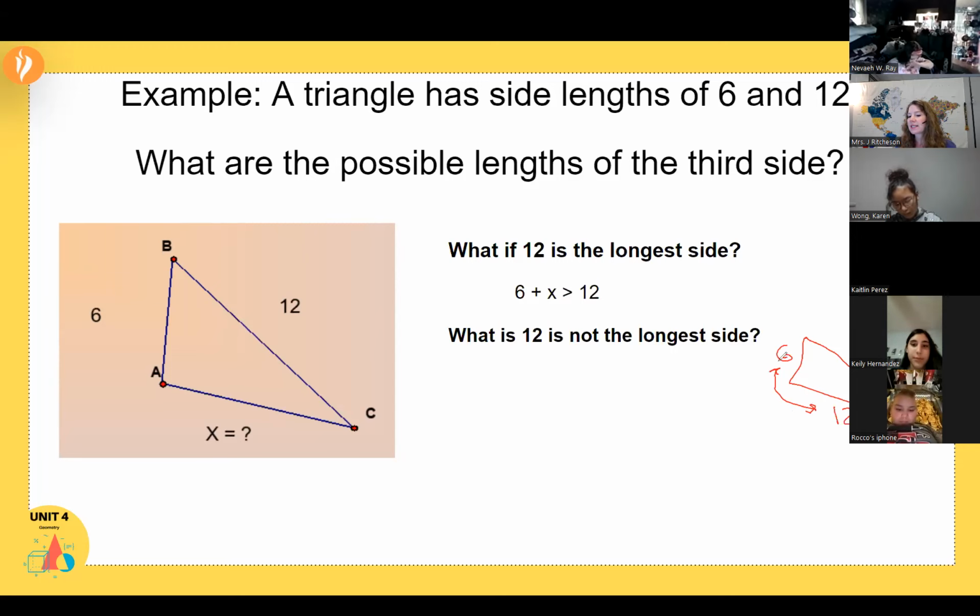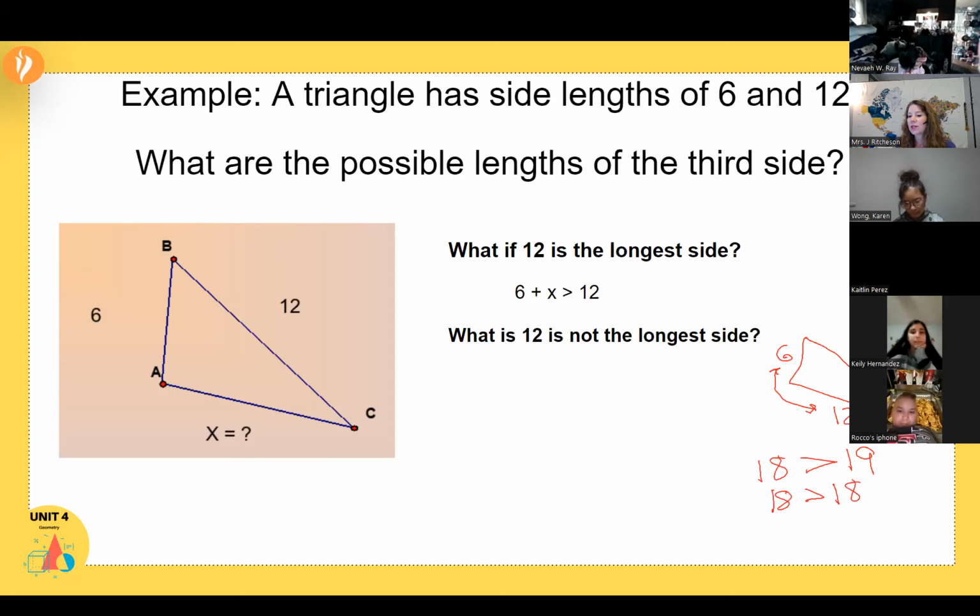What's 12 plus 6? 18. Is 18 greater than 19? Oh, Karen changed your mind. I'm seeing 7. What if this was an 18? Would 18 work? 18 would not work because 18 is not greater than 18.